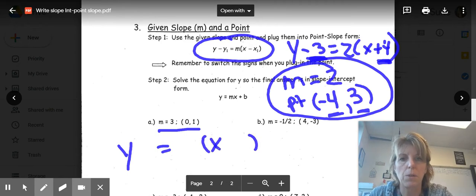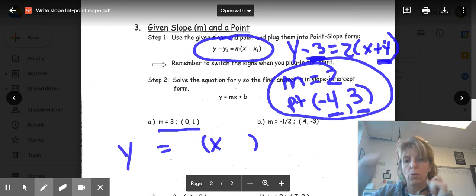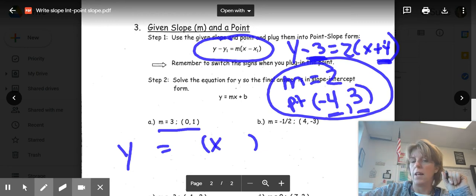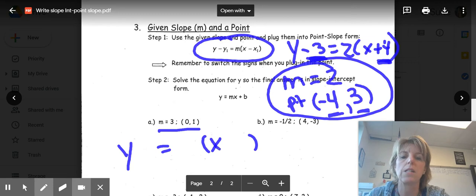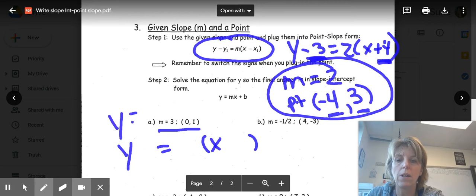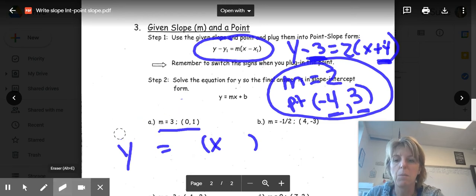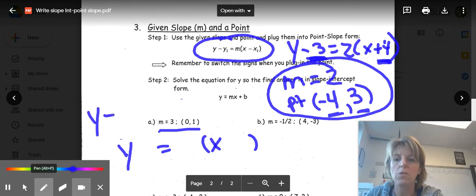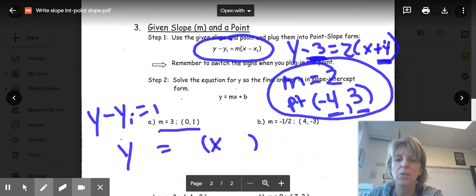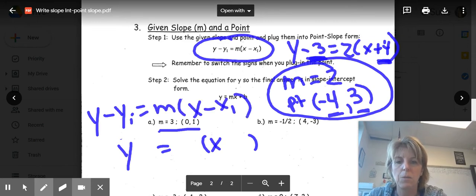So this rubber stamp, this template, is the thing you're going to write every single time. It's going to have a y, an equals, parentheses, and an x every single time. So now all we have to do is plug it in. Remember that the formula is y minus y1 equals m times x minus x1. Okay, so that's the formula.